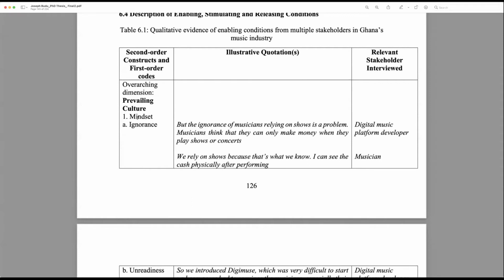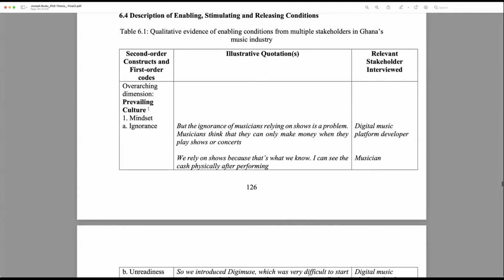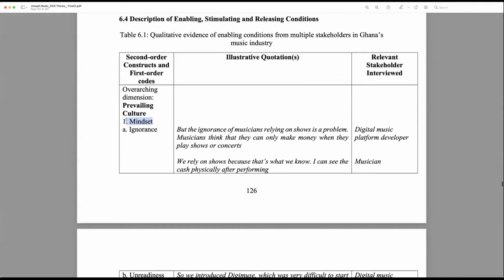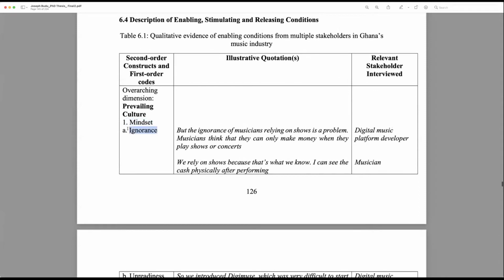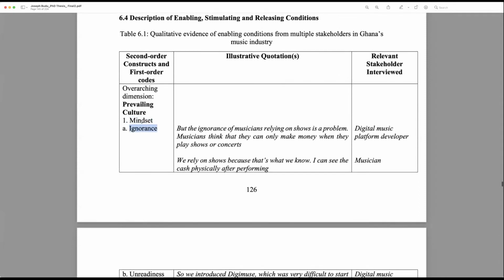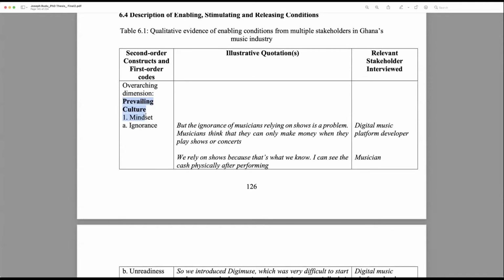So look at what he's saying, the kind of code he's seeing there. This is the second order construct and first order codes. The first order constructs that he's pointing out there are the mindset and the ignorance. So you have ignorance and mindset. When you combine the two, you generate prevailing culture. So the second order construct he's seeing out of it is prevailing culture. Please, are we making sense here?